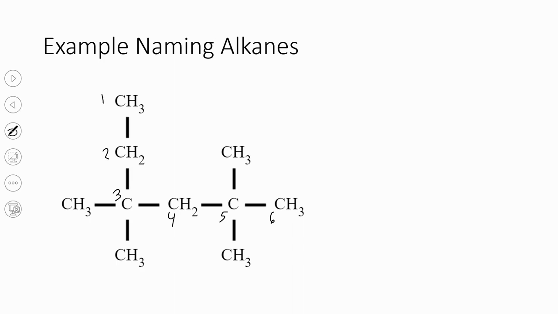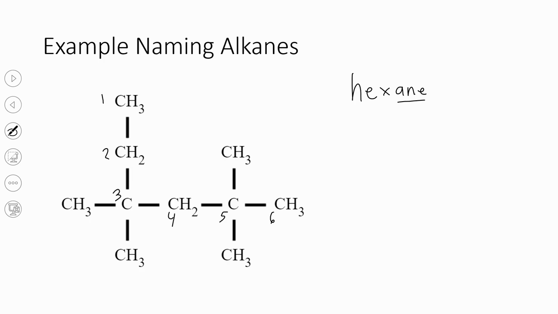What's that going to be called? What's our parent chain? Hex. Good, hexane. And then this is our functional group. It's just a carbon chain with no double bonds, no extra alcohol groups or anything like that.